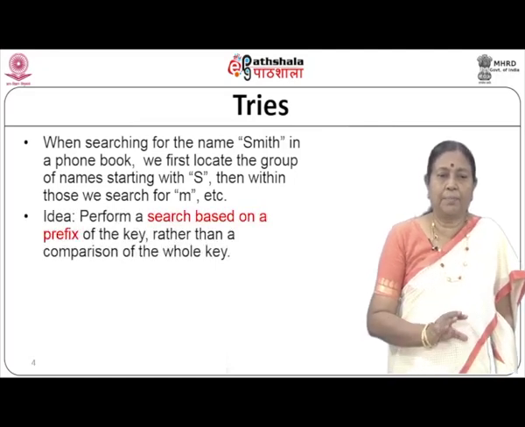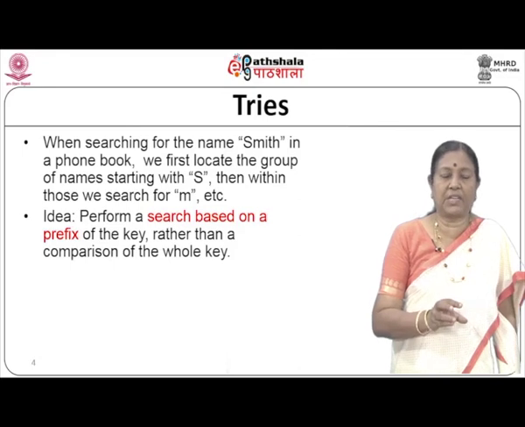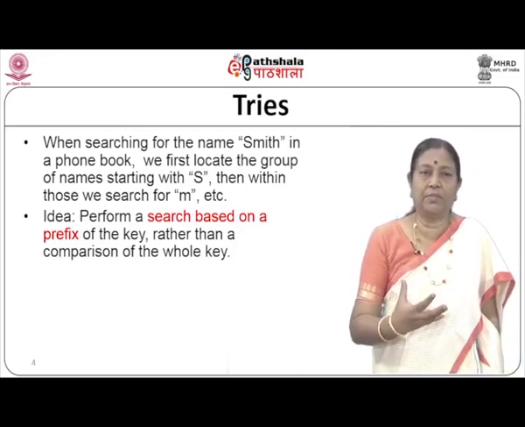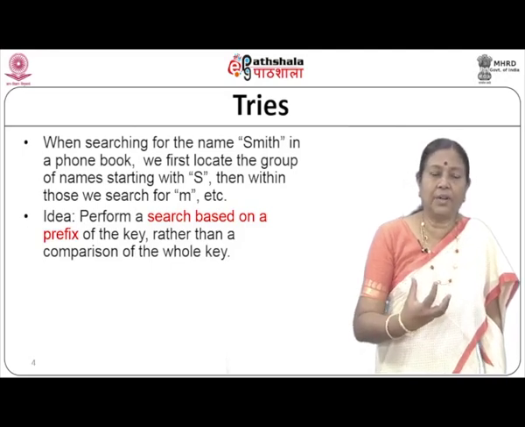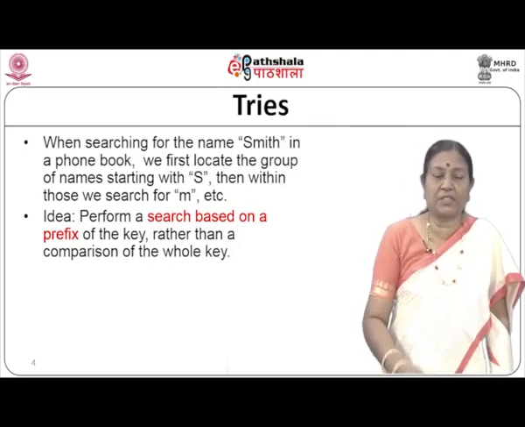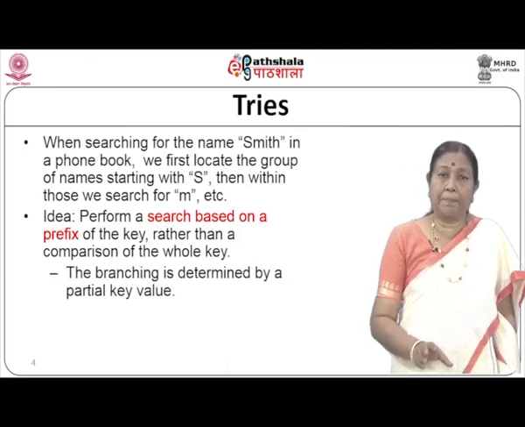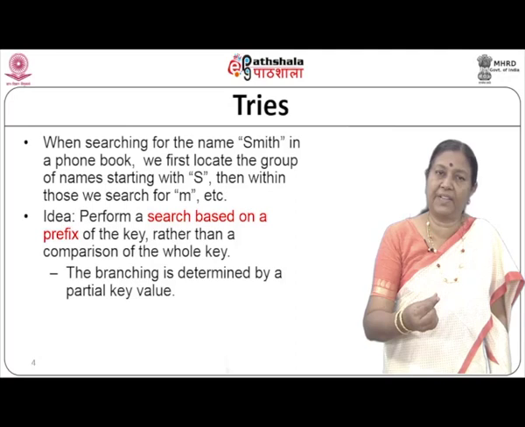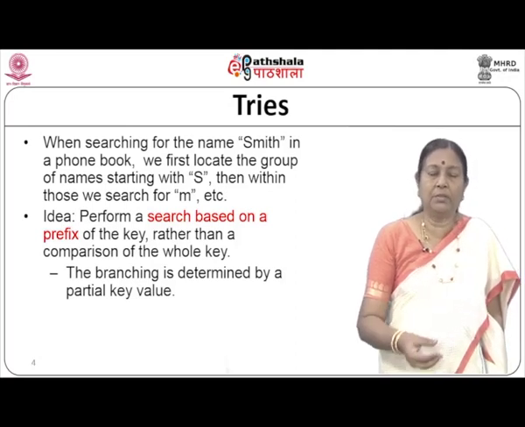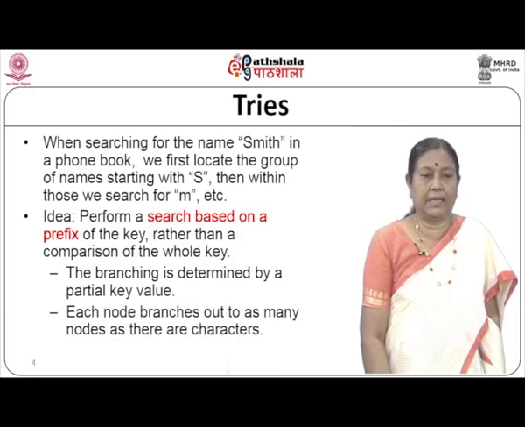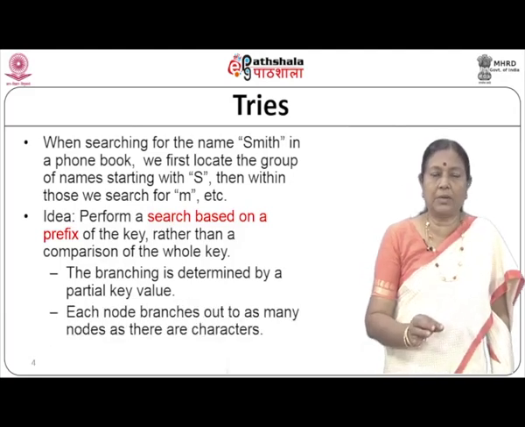So, the idea: perform a search based on the prefix of the key rather than the complete key or the whole key, which we have done up to now. Up to now we have searched for the whole key. Here we are going to perform a search based on the prefix of the key. So, the branching is determined by a partial key value, that means by a prefix value, not the complete key.